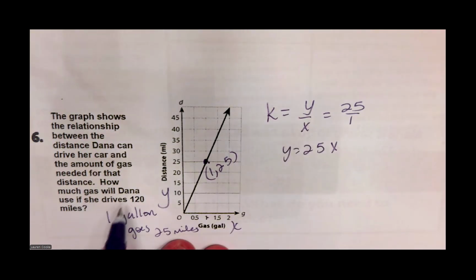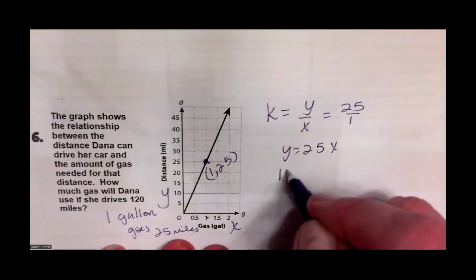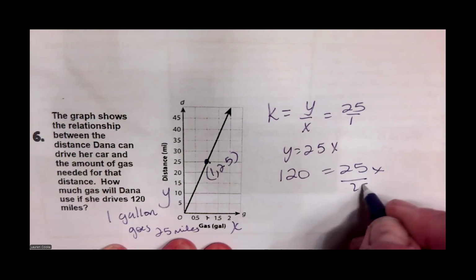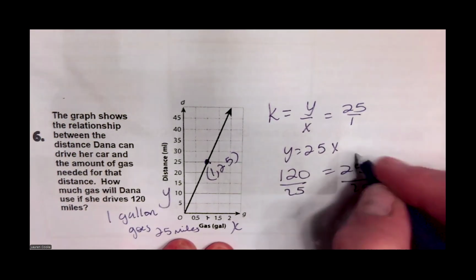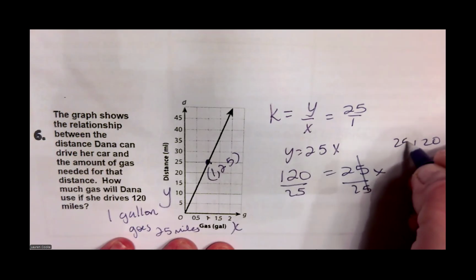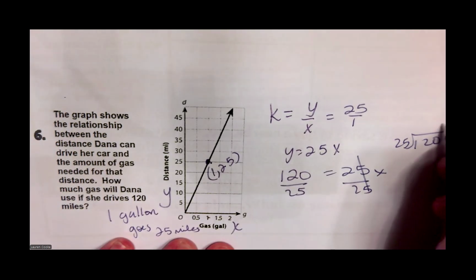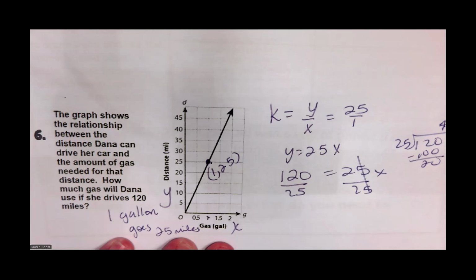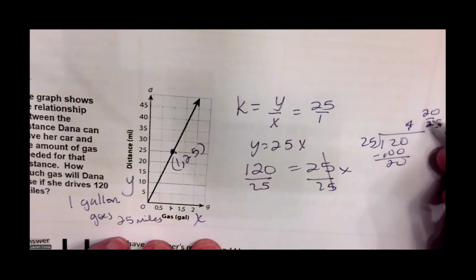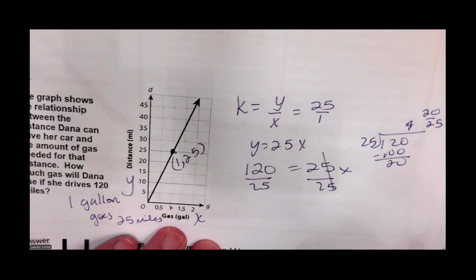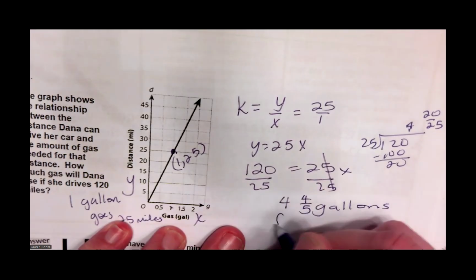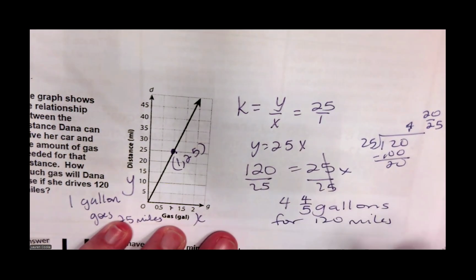But now if I'm driving 120 miles, which is the Y, I have 120 equals 25X. What am I going to do? Well, let's get that X all by itself. Isolate, we'll say, and then I have 120 divided by 25, which goes into 120 4 times, which is 100. And then obviously it doesn't go into 20. So it looks like it's just left over 20 over 25. So that's pretty exciting. 5 goes into that 4/5 time. So we have 4 and 4/5 gallons for 120 miles.